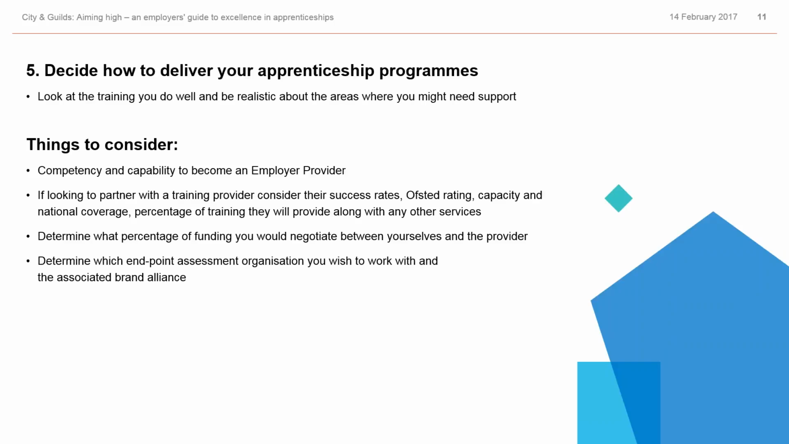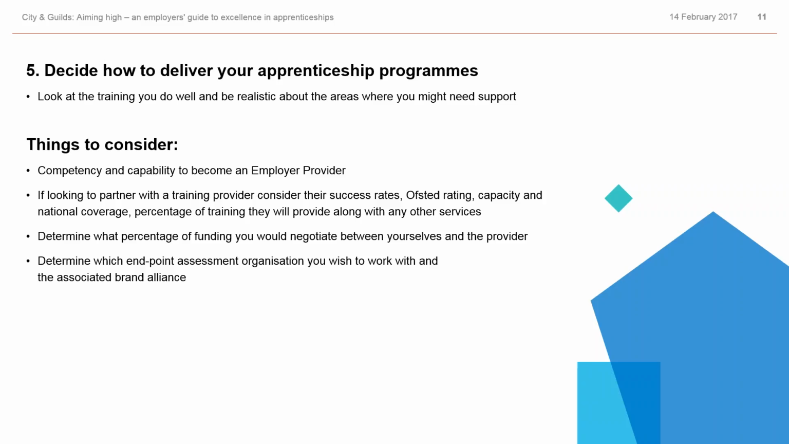Okay, so step 5. You've thought about your plan, and you've thought about whether you can map over existing training or in-house training that's already working for you. The next thing is to think about how you are going to deliver the apprenticeship program. Again, with the new apprenticeship levy, it brings new flexibility in terms of how you want to deliver that. So do you want to be an employer provider? By employer provider, I mean delivering it yourself.